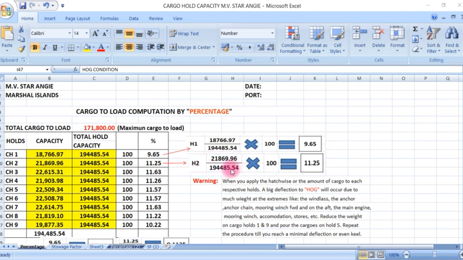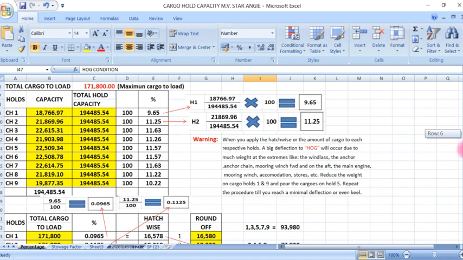With hold number 2, the hold capacity is 21,869.96, divided by the total hold capacity of 194,485.54. The value of this multiplied by 100 gives you 11.25%, and so on and so forth until you finish hold number 9.